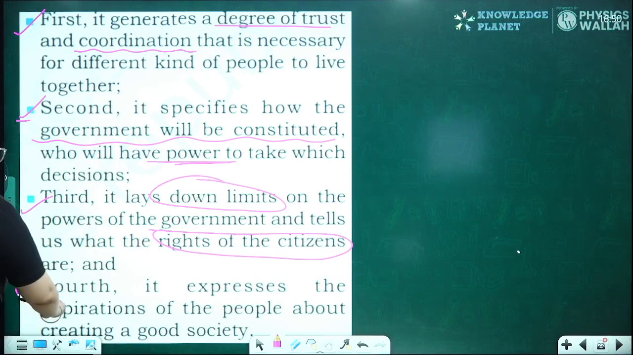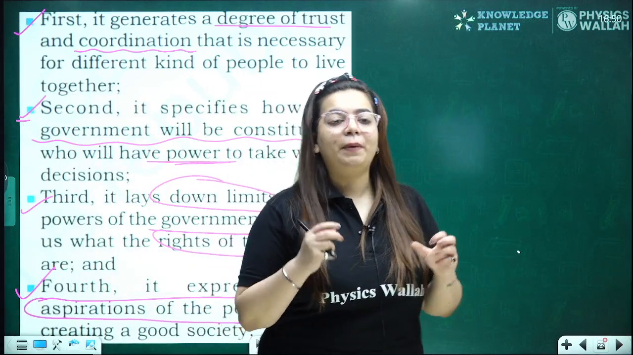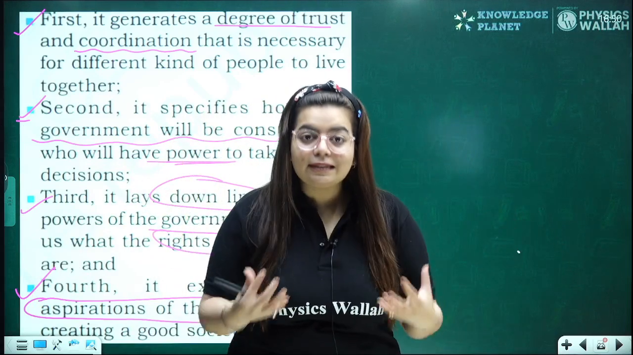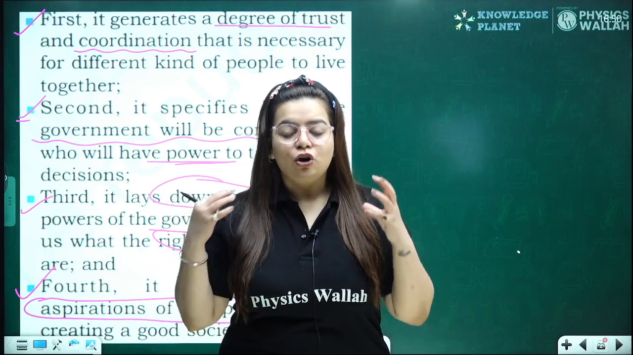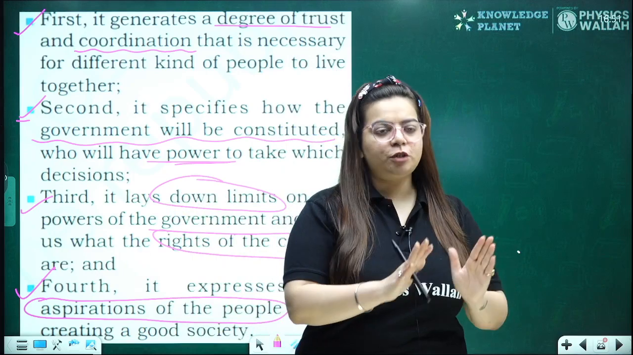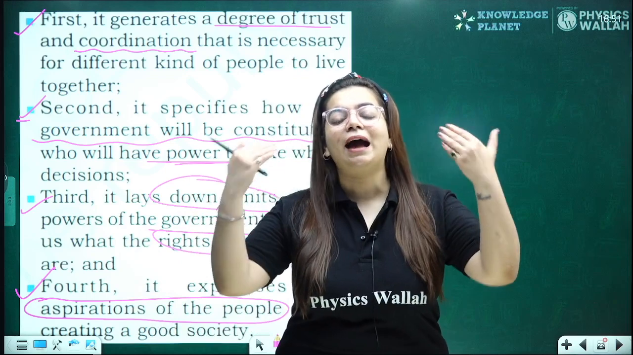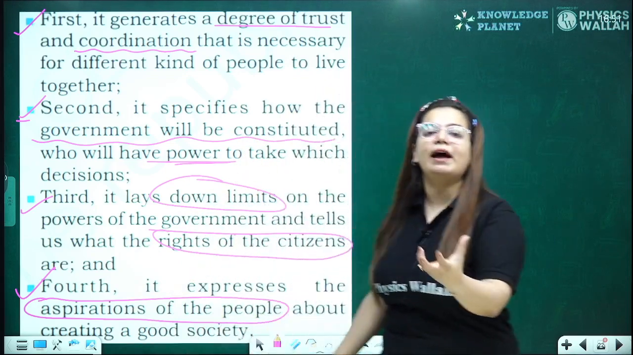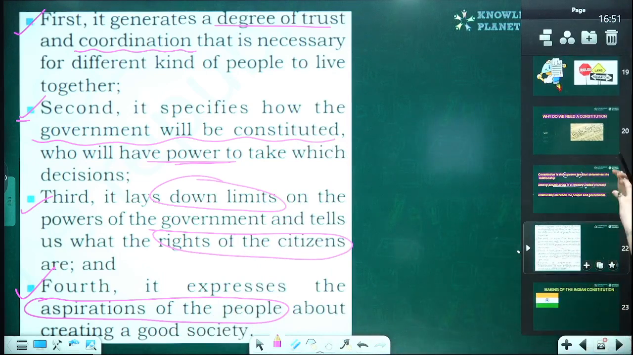And fourth, it expresses the aspirations of the people about creating a good society. Definitely these laws are basically there to make unity in the country. They want to increase living together, unity in the country. People should be happy living in the country. So these laws not only give us restrictions, but they give us reasonable restrictions. They give us a module whereby we know how to behave in a particular country and how things will be better if we live together. So this is why we need a constitution, and this is how the constitution in any country is governed.